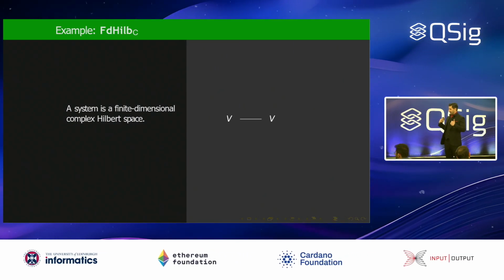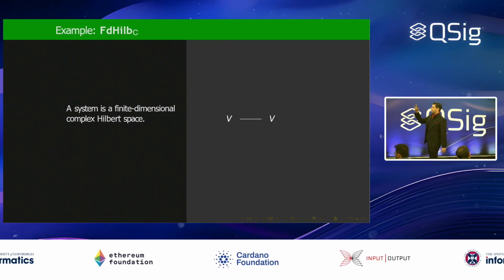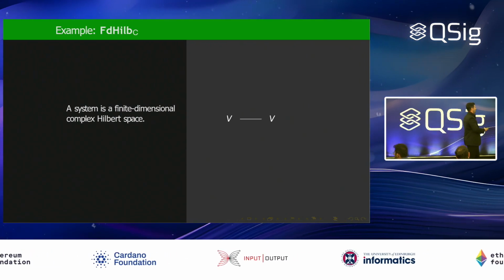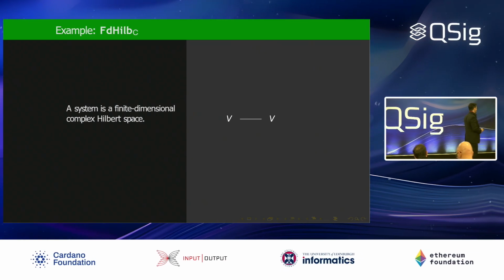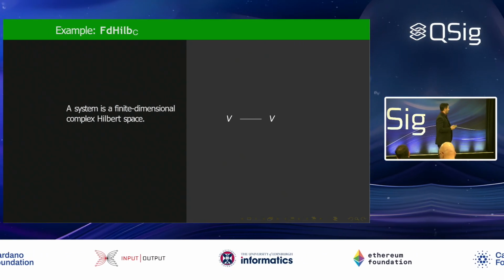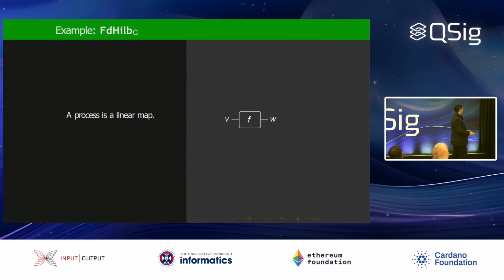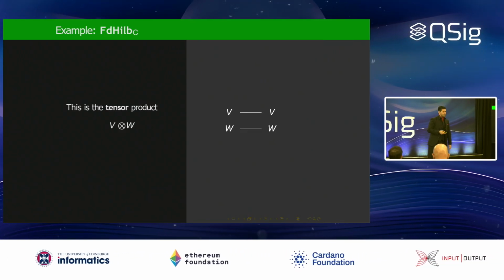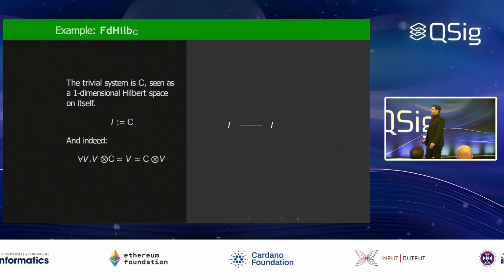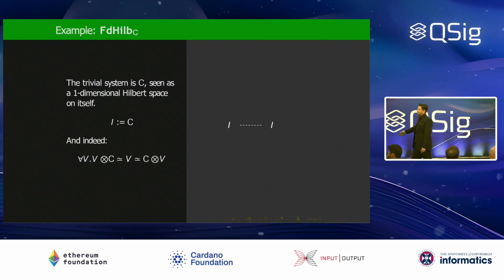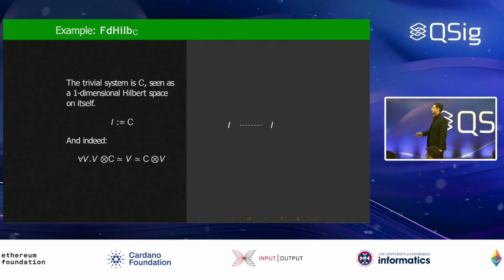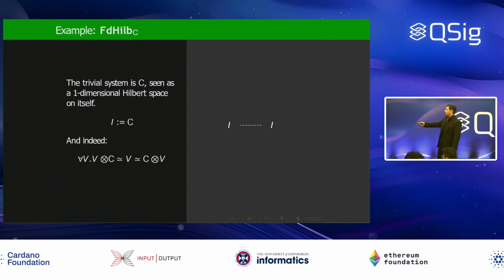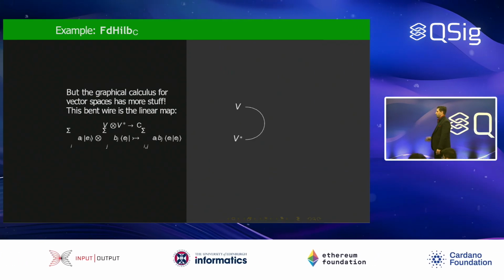Another example that gets closer to ZX calculus is finite dimensional Hilbert spaces on the complex numbers. In here, we say that a system is a finite dimensional complex vector space. A process will be a linear map. This is the vector space tensor product. Now the trivial process is the base field C. And indeed, if you tensor something with C, you get the thing you started with.